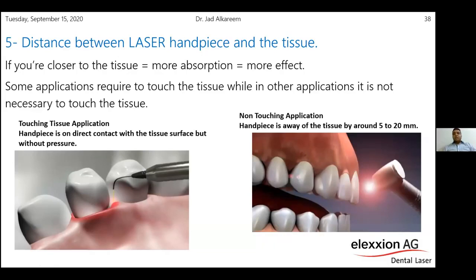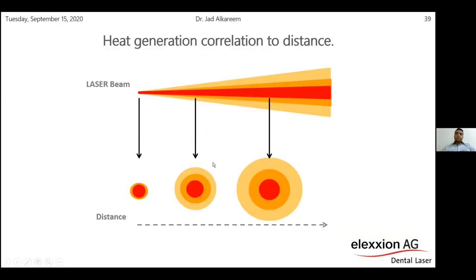In other applications, it is not necessary to be in contact with the tissue. So in these applications, you can keep your handpiece around 5 up to 20 millimeters away from the soft tissue or from the hard tissue. This is the heat generation related to the distance. So as I mentioned, if you are very close to your tissue, you will have more energy absorption. And if you are very far, you will have less energy absorption, and you will also have less area of coverage in the application.